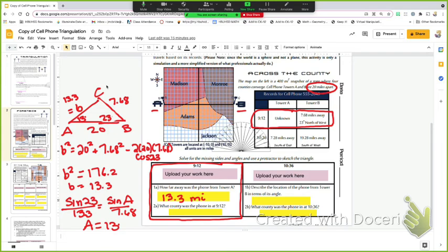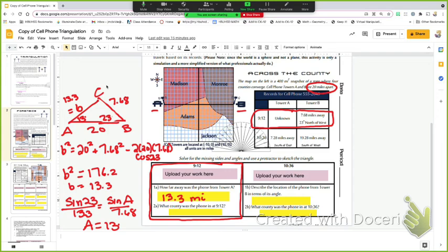So you need to make a 23-degree angle from angle B, and you need to make a 13-degree angle from angle A. Where those two lines meet will tell you what county it's in. Okay?